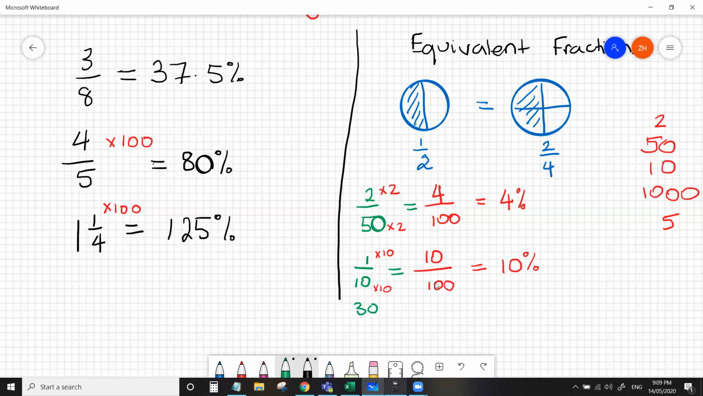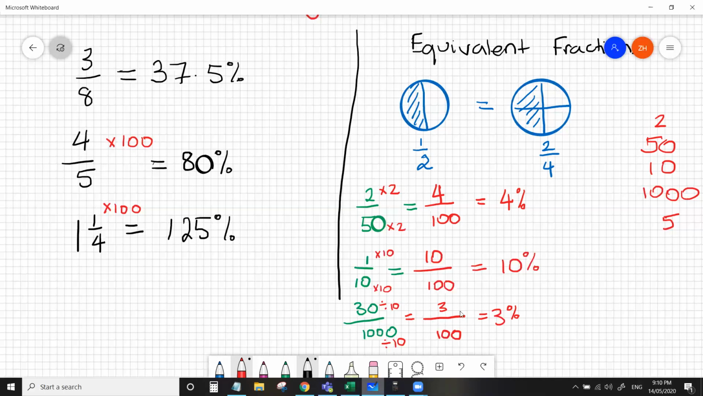This one's a little bit different. We've got 30/1000. So how do we turn 1,000 into 100? Well, 100 just has one less zero. So to turn 1,000 into 100, instead of multiplying, we're actually going to divide by 10. So we'll divide our numerator and our denominator by 10. 1,000 divided by 10 gives us 100. 30 divided by 10 gives us 3. And therefore 30/1000, or 3/100, is 3%.